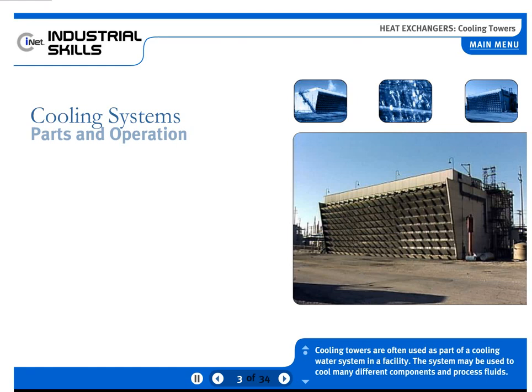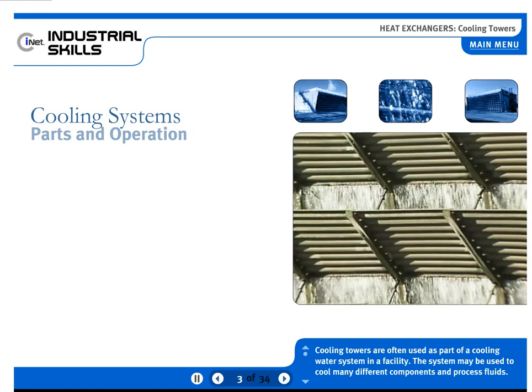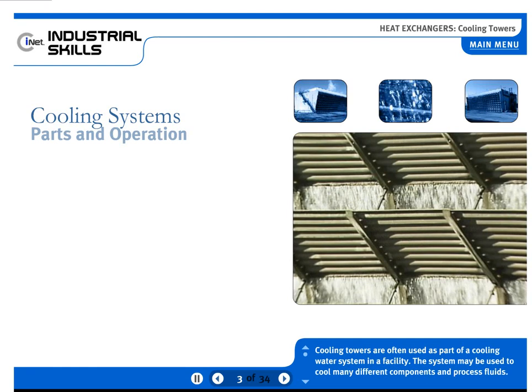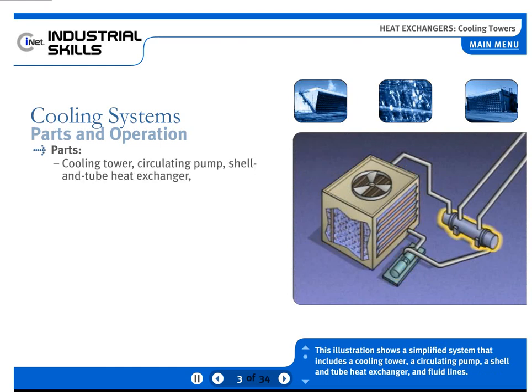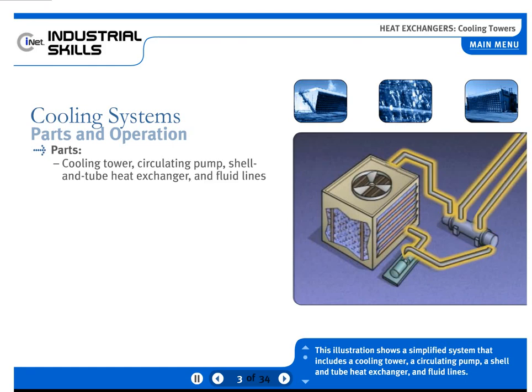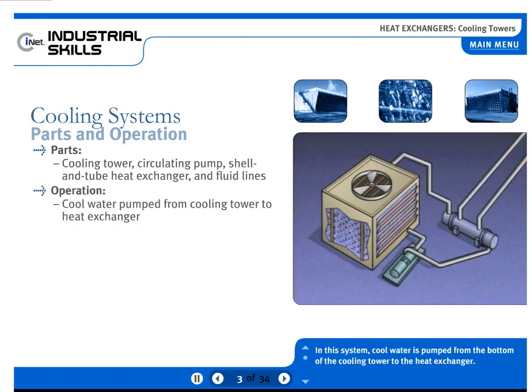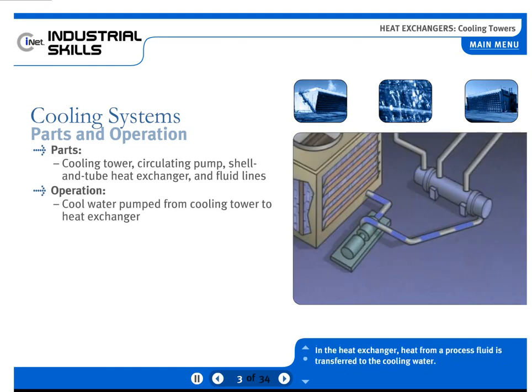Cooling towers are often used as part of a cooling water system in a facility. The system may be used to cool many different components and process fluids. This illustration shows a simplified system that includes a cooling tower, a circulating pump, a shell and tube heat exchanger, and fluid lines. In this system, cool water is pumped from the bottom of the cooling tower to the heat exchanger. In the heat exchanger, heat from a process fluid is transferred to the cooling water.